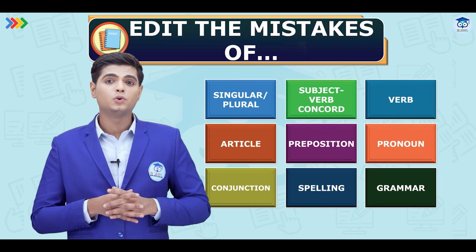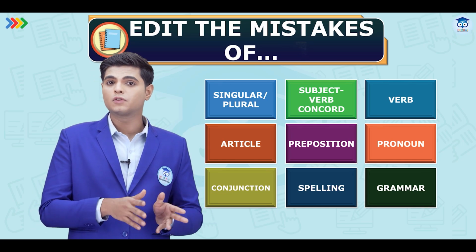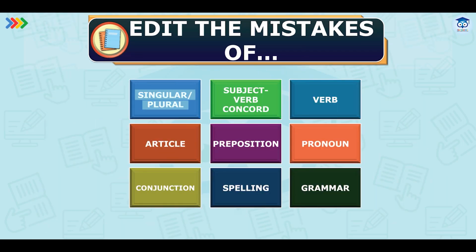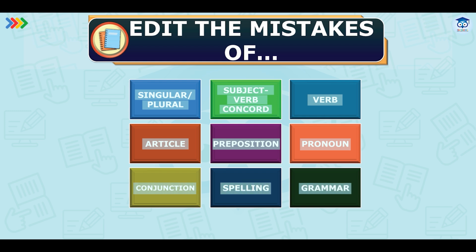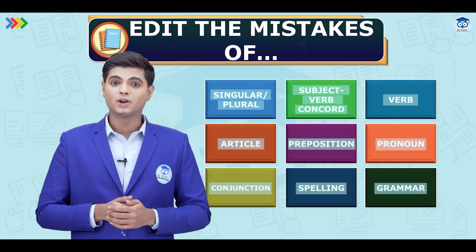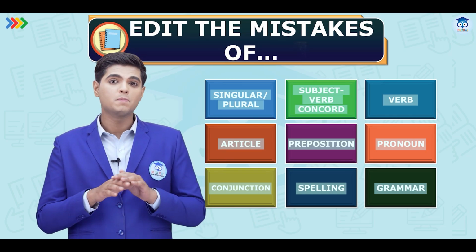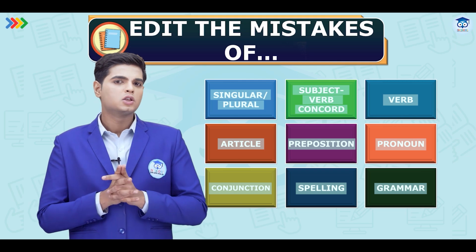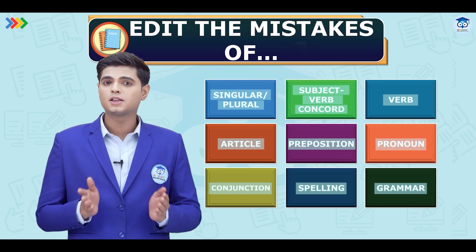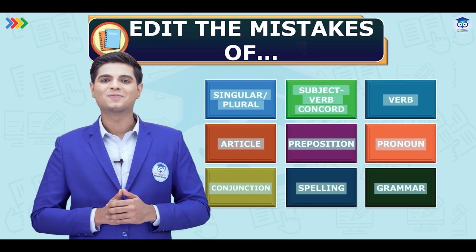The types of errors you need to look out for include changes from singular to plural, making sure there is subject-verb concord, using correct verb forms, choosing the right article, understanding prepositions, using the correct pronouns, joining sentences properly with conjunctions, and of course checking spelling and overall grammar. Editing is a key skill because even small mistakes can change the meaning or confuse the reader. So being aware of these common mistakes helps you write clearly and accurately.